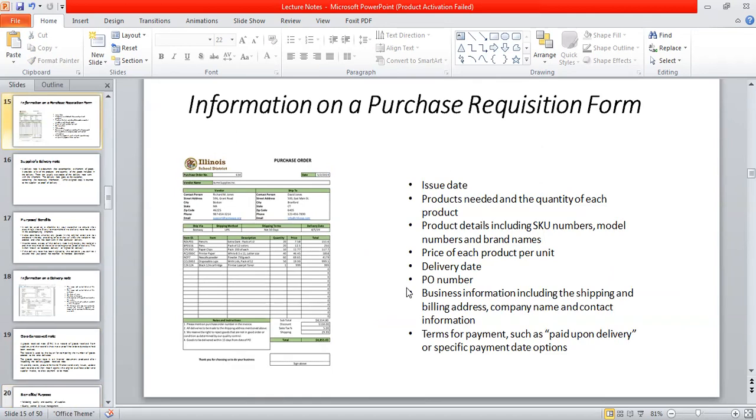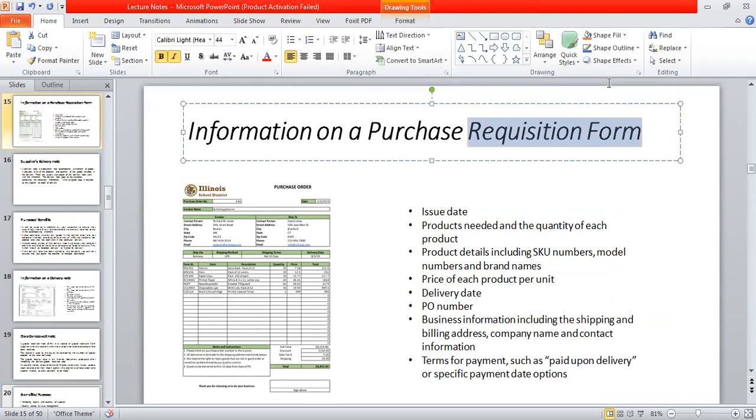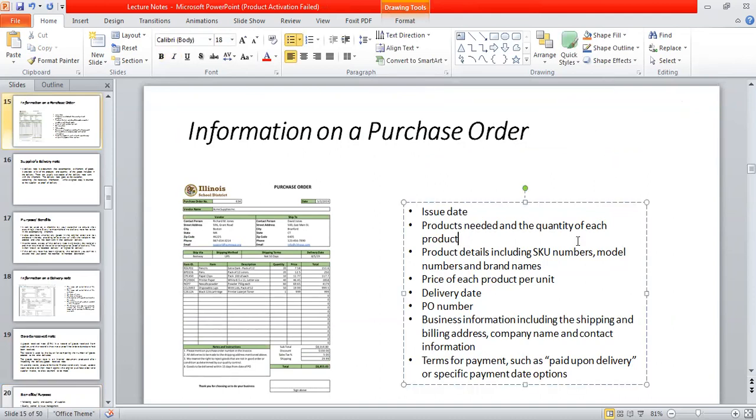The information on a purchase order. So the purchase order contains the issue date, the products needed, and the quantity of each product, details including the serial numbers, model numbers, and brand names, price of each product per unit, the delivery date, the purchase order number, the business information, including the shipping and the billing address, company name, and contact information, terms for payment, such as paid upon delivery, or maybe 7 days to pay, or if there are any options for payment dates, payment types.